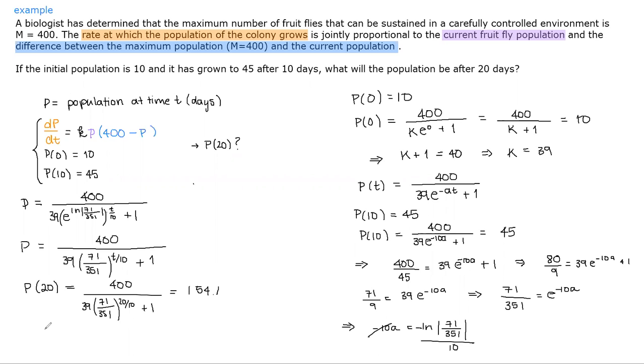Which means that after 20 days, there will be 154 fruit flies. Okay.